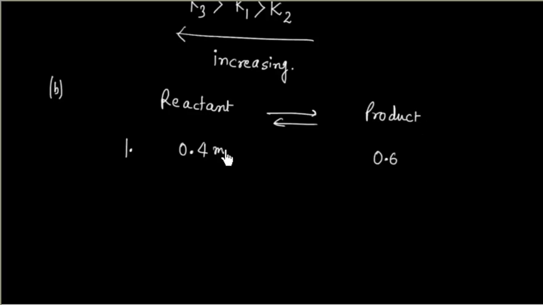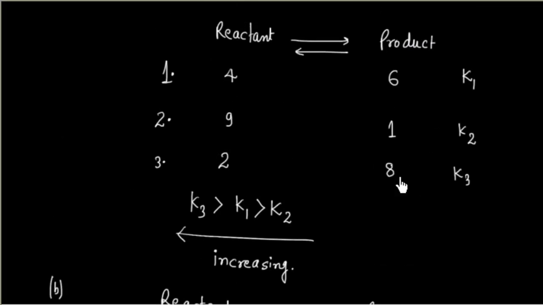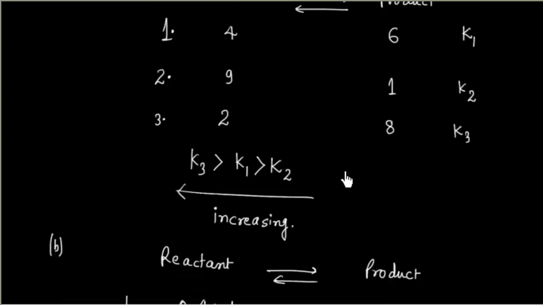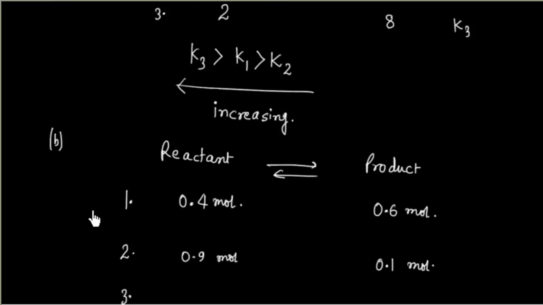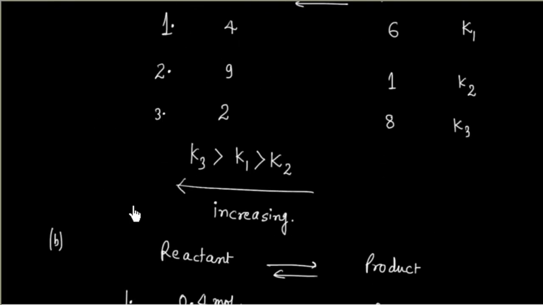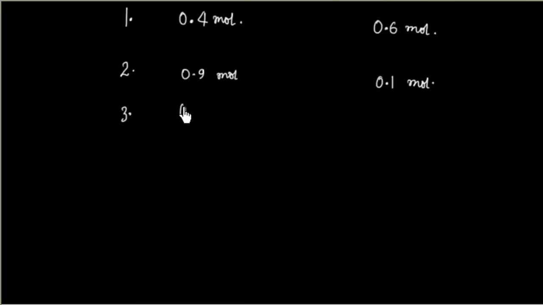Now similarly we will have 0.9 and 0.1. So for reaction 2 this is 0.9, and this is 0.1 mole. Similarly we can do it for reaction 3. In the third case we have 2 spheres, that is 0.2 mole, and 0.8 mole.